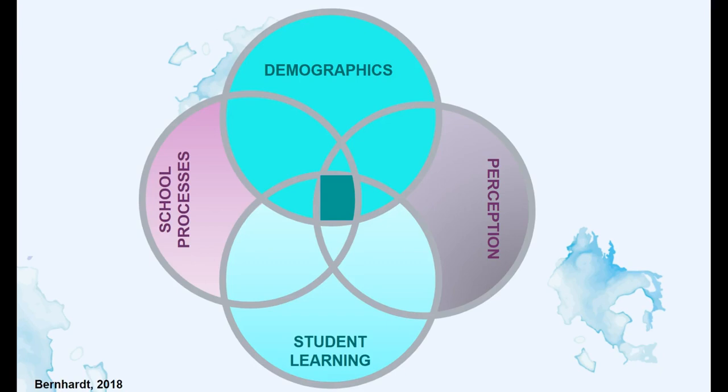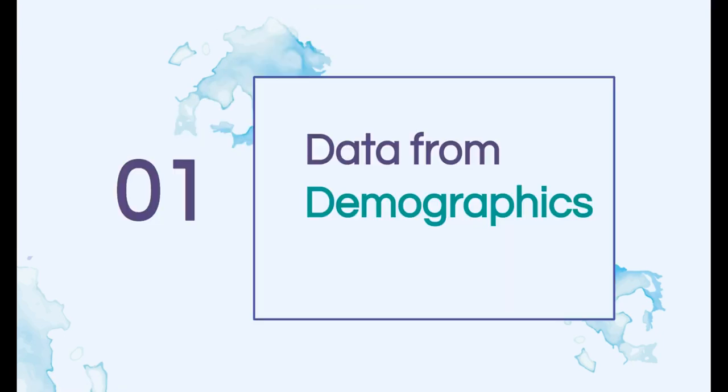Throughout this presentation, we're going to be looking at four main areas of data that are used for decision making. Those areas are demographics, perception, student learning, and school processes. We'll also be showing how they are all interconnected and how they can be used together to make decisions. The first area that we'll take a look at is data from demographics.